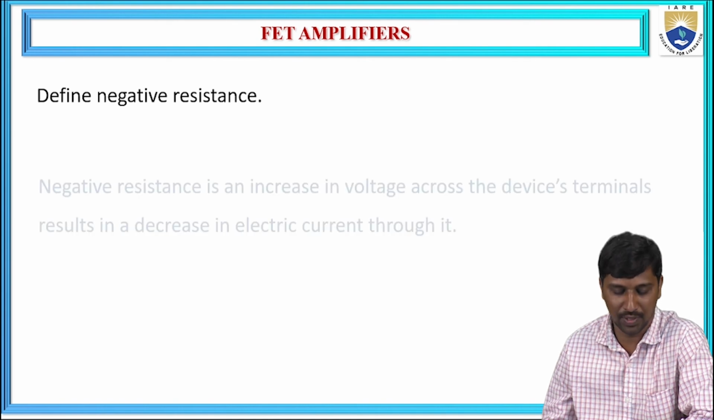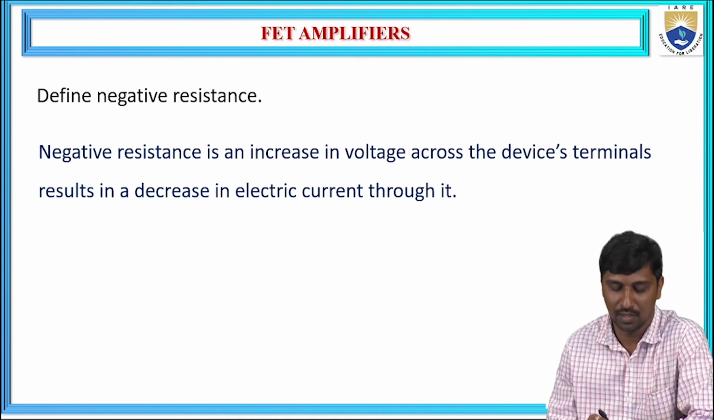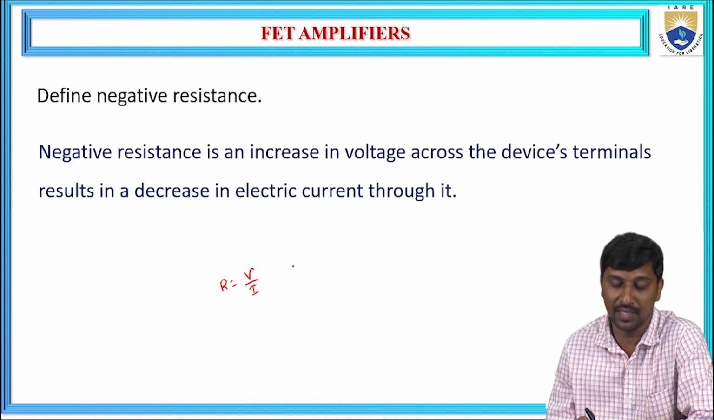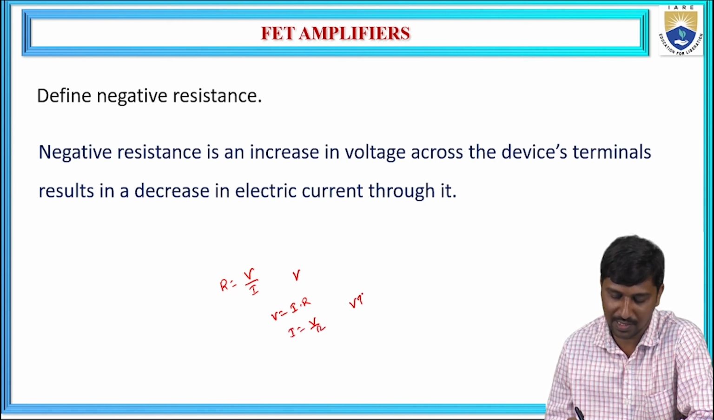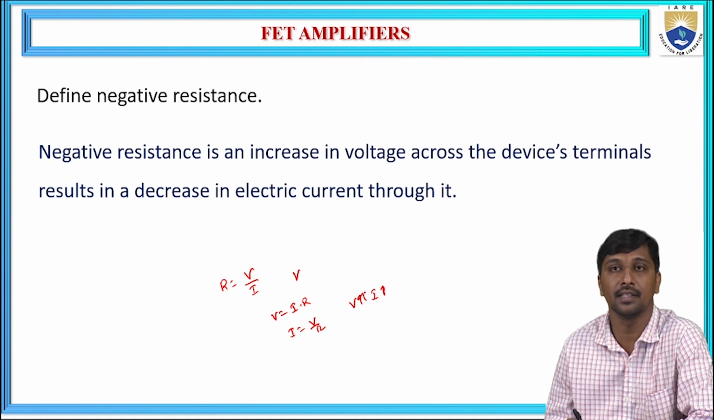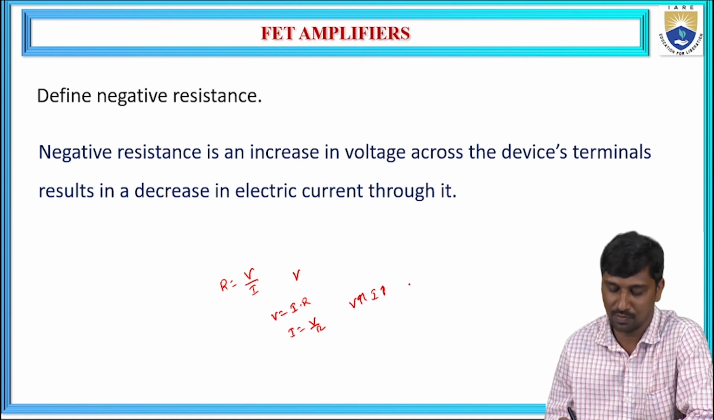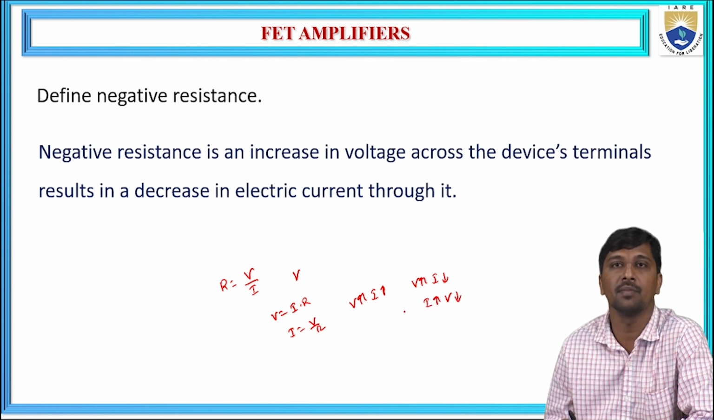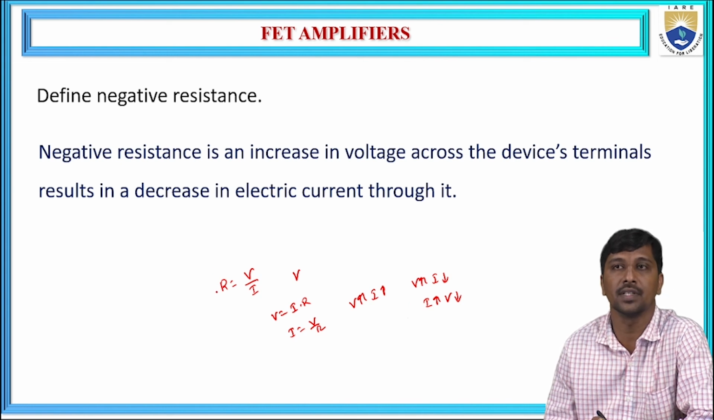Define negative resistance. Generally, resistance is defined as the ratio of voltage to current. Under Ohm's law, V is equal to I into R, or we can write I is equal to V by R, which means if V increases, I increases. If it is the reverse process, where V increases and I decreases, or I increases and V decreases, this type of mechanism is called negative resistance.